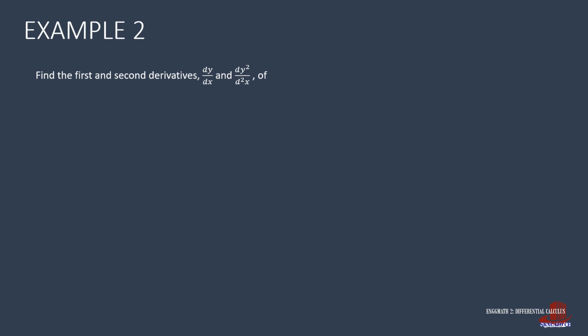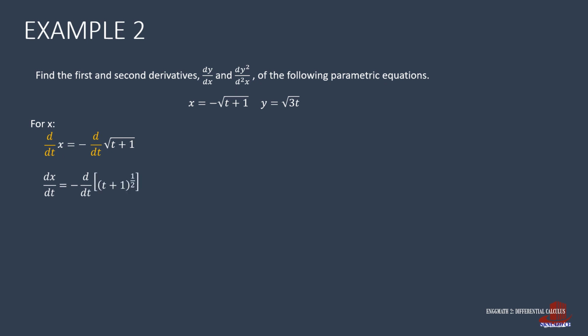Example 2 has the pair x equal to negative root of t plus 1 and y equal to the root of 3t. Start by taking the derivatives with respect to t. dx/dt is taken as the derivative of negative root of t plus 1, where we can transform the radical sign into a fractional exponent.